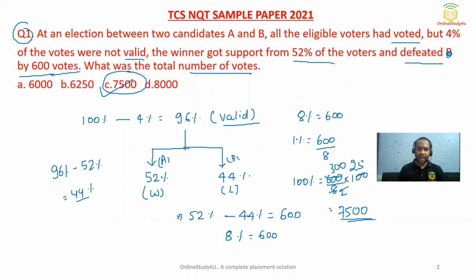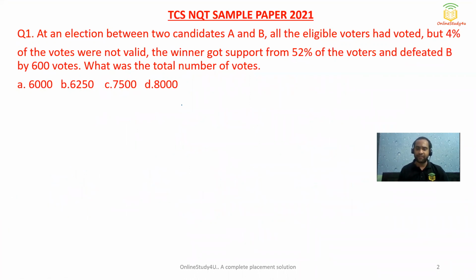Okay, now I must have taken 2 to 3 minutes. Now I will tell you how you could have done it in the exam, so you would have saved time and done it within a minute or within seconds. So you see, 4% of the votes are not valid, so only 96% of the votes are valid. 52 is the winner. Okay, and the loser is what? 44%, right? And the difference between the votes between them is nothing but 600.